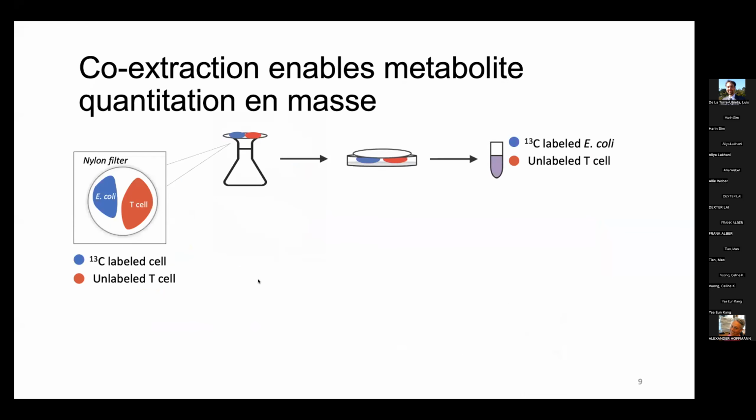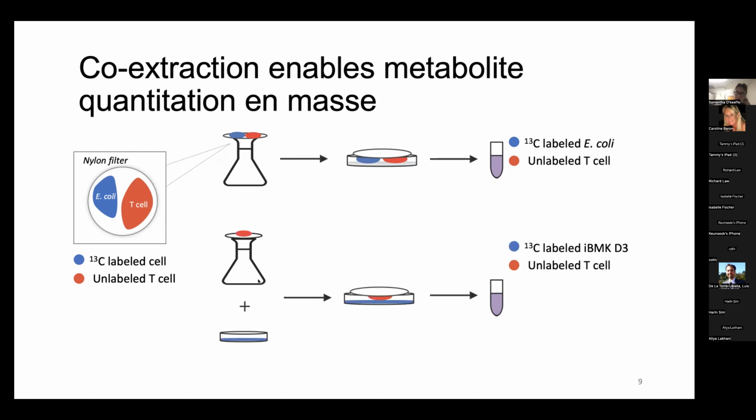So this co-extraction technique enables metabolite quantitation en masse, so we get a lot of different metabolites at once rather than just one. And so the way that we've been doing this is we vacuum filter. We put a filter on top of an Erlenmeyer flask, which is attached to a vacuum, and we're able to filter out droplets of E. coli culture grown in fully labeled media and T cells, and then we extract them simultaneously and end up with a mixture in our sample.